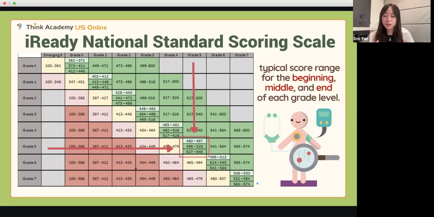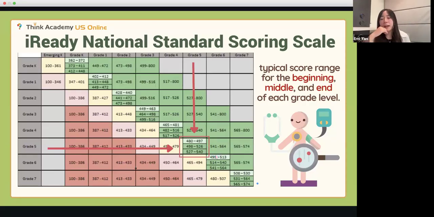It's going to be a score range. And why do we need a score range? If you remember, we can take the test 3 times: 1 time at the beginning of the semester, 1 time in the middle of the semester, and 1 time at the end of the semester. So that's why we have those 3 score ranges in the scoring scale.